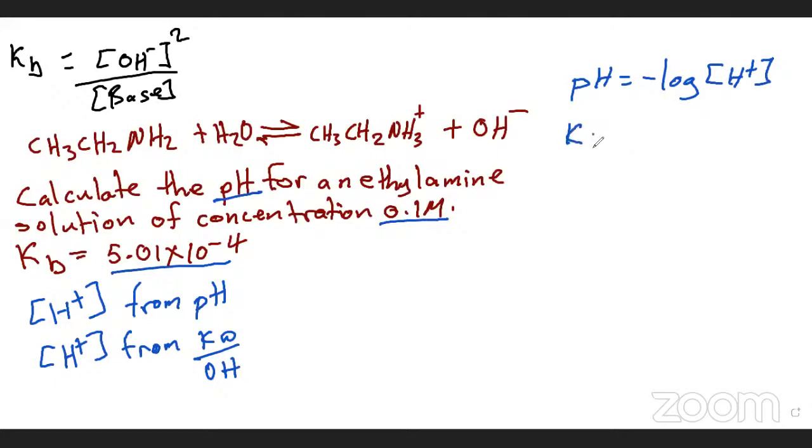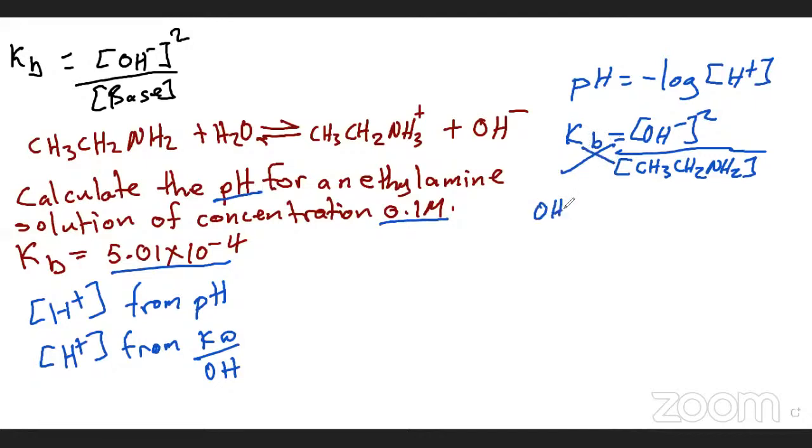We know that KB is equal to OH minus squared over the concentration. All right, again, as usual, cross multiply, so you get OH minus. I'm going to skip the one step and just go straight to the square root.